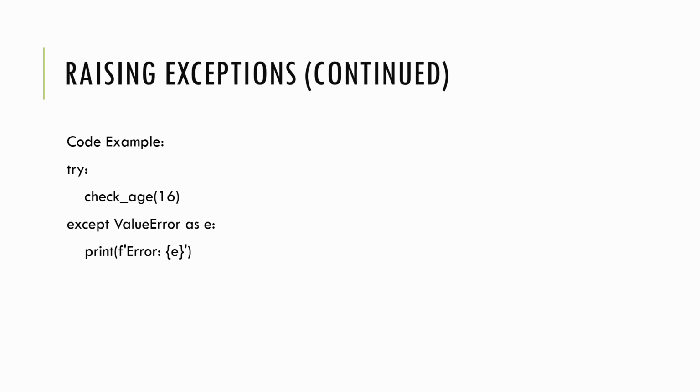Here we call the check_age function with an age of 16. Since 16 is less than 18, a ValueError is raised. We catch this exception in the except block and print a custom error message: "Error: Age must be 18 or older."